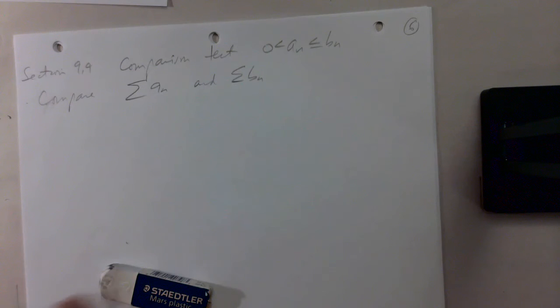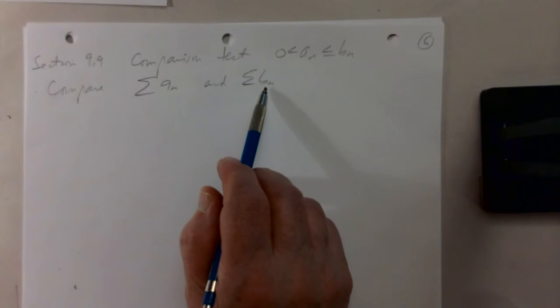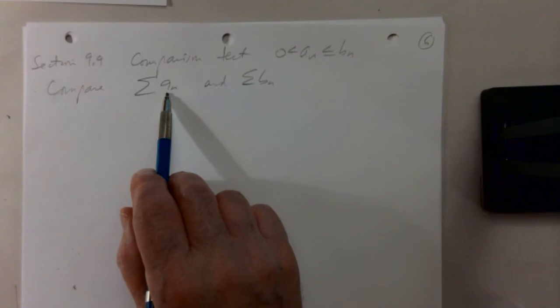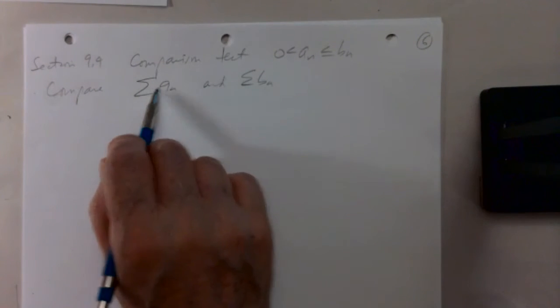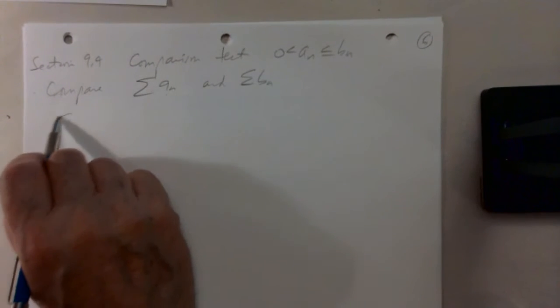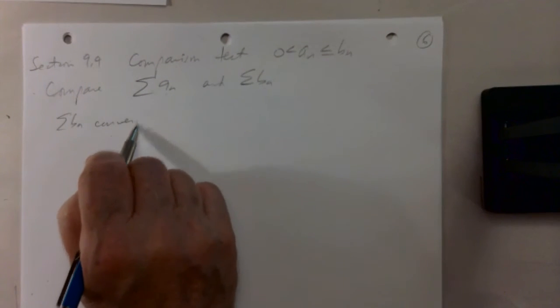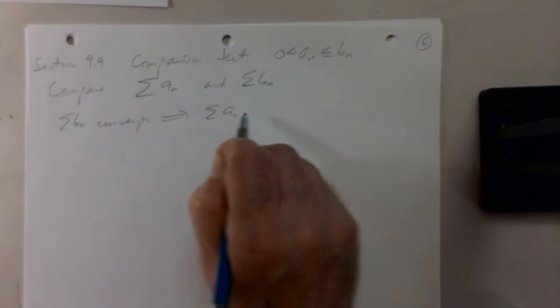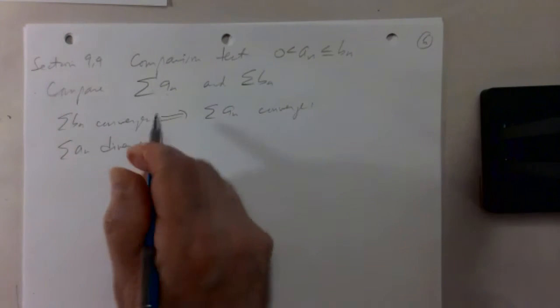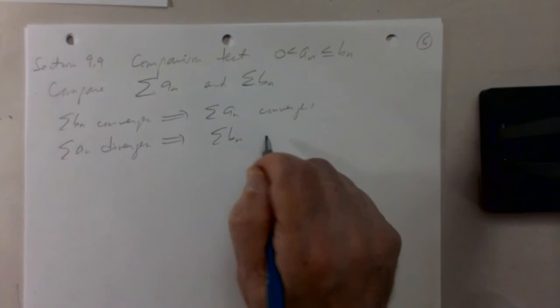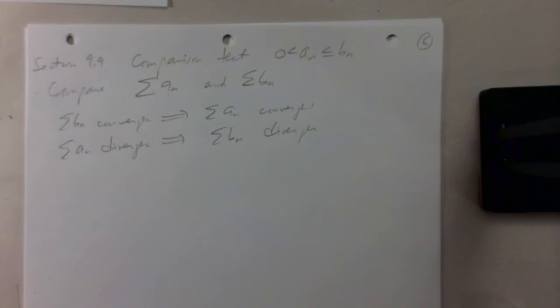So the comparison test says what is almost obvious if you think about it a little bit, namely, if the series of bn's converges and the bn's are bigger than the an's, then the series of an's converges. Because this is going to be bigger than this, but this goes to something less than infinity, so this has to as well. If the big one converges, then certainly the small one converges. On the other hand, if the small one diverges, then the bigger series definitely has to diverge, because these are series of positive terms. So that very simple statement is the comparison test.